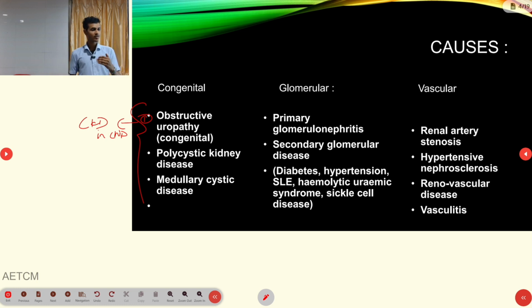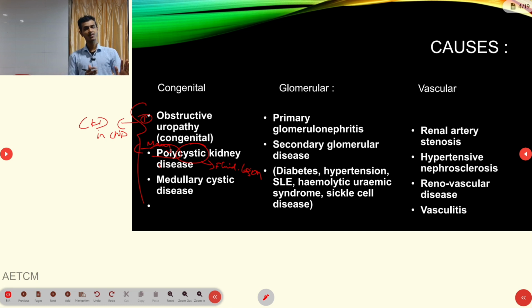And then the second most common is polycystic kidney disease. Poly means many, okay, many or more. Cystic means a fluid-filled lesion, a bulge-like thing. So if many fluid-filled lesions are present in and around the kidney, that is called polycystic kidney disease. If the lesions are present inside the medulla, that is called medullary cystic kidney disease. And this is what the congenital causes are.